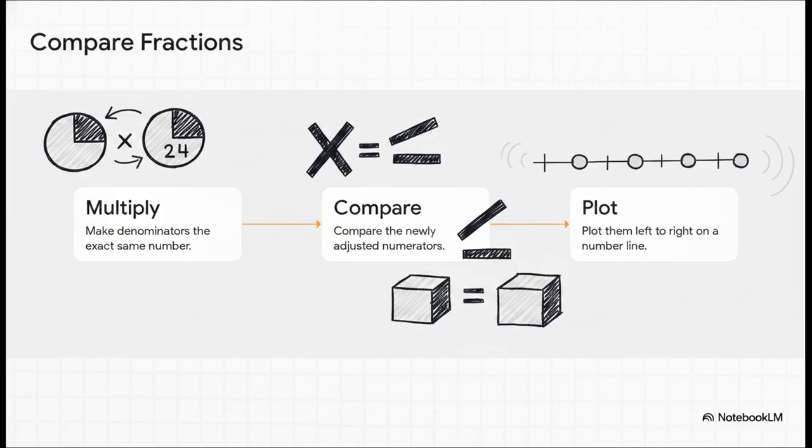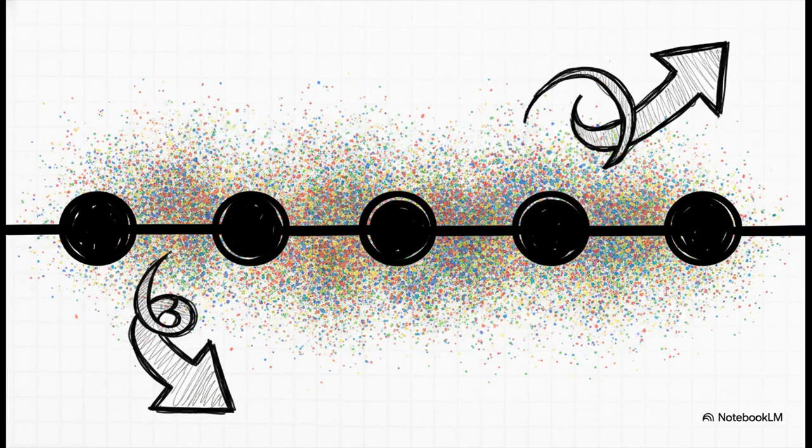It's really just 3 logical steps. Step 1. Multiply the top and bottom so the denominators are exactly the same, like turning 1/2 into 2/4. Step 2. Now that the bases match, you just compare the newly adjusted numerators. And step 3, plot them left to right on a number line. Boom, perfectly mapped out. And you know what?